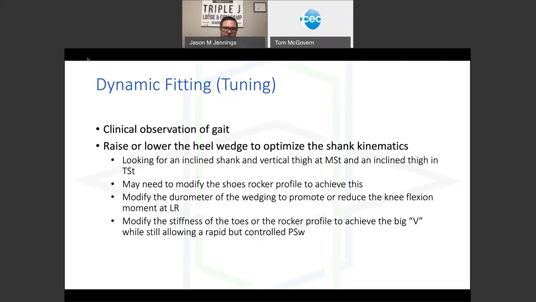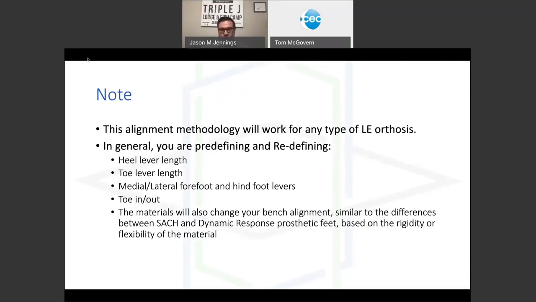Additional things that you can do are modify shoe rocker profiles. You know, can I undercut the heel or can I undercut the toe, or do I need to actually extend the toe and make a positive rocker on the front? And those types of things. And I want to note that this alignment methodology works for any type of lower extremity orthosis.